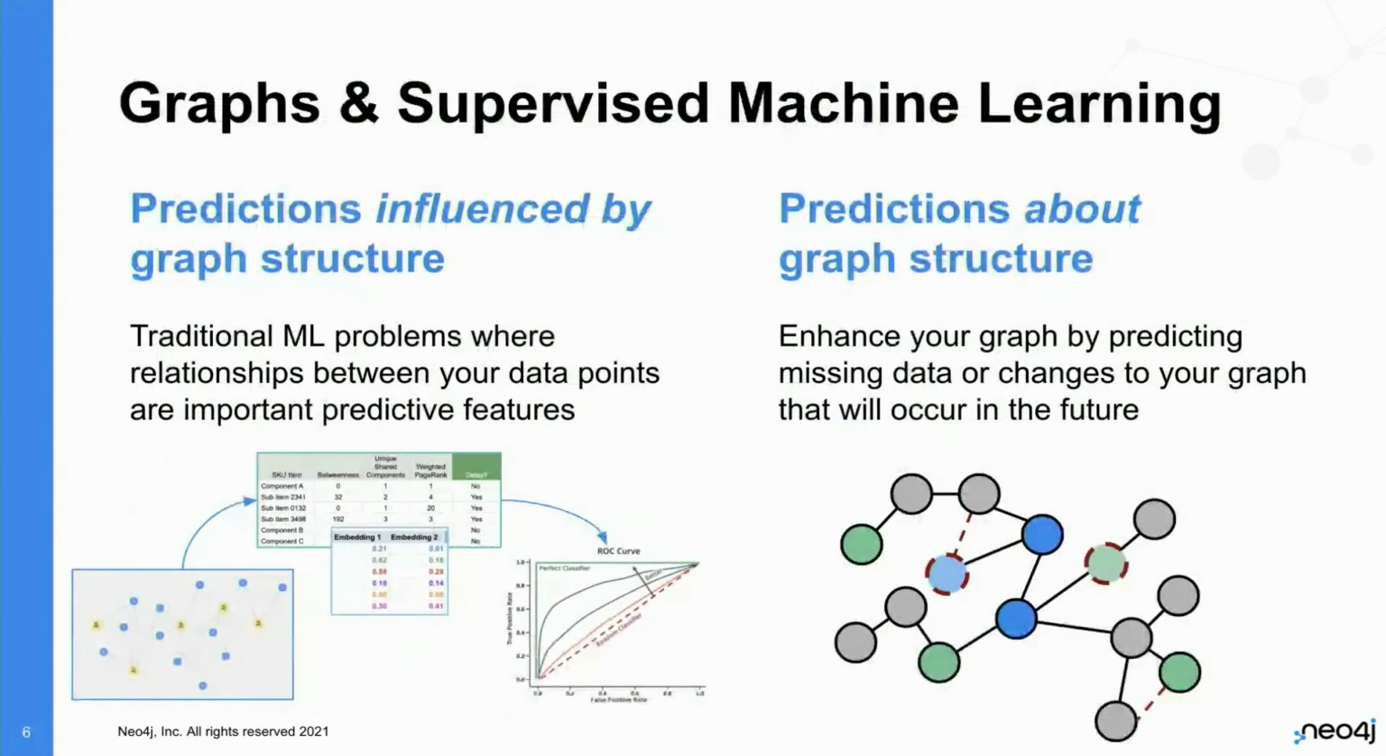When we talk about supervised ML, we're really talking about two things. One is predictions that are influenced by your graph structure. This is that better together story where you've got data, there are connections between your data points. You should load it into a graph, run graph algorithms or graph embeddings to describe important features of your graph, add those back into your tabular format, train your model, and it's more accurate. You can get better predictions with the data you already have.